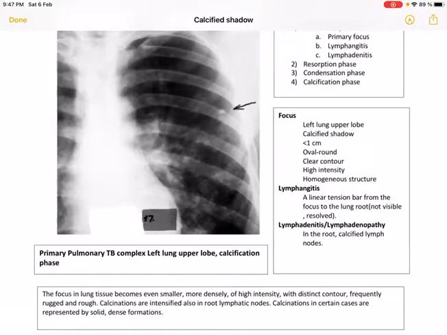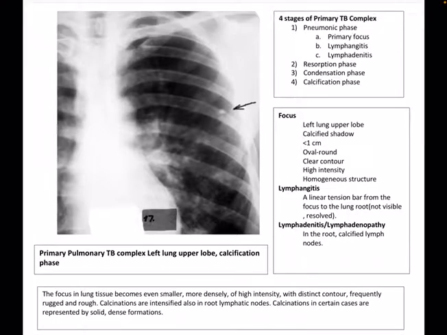Hi, my dear students. So we are again studying and discussing primary pulmonary tuberculosis, the X-ray images, and how to describe the image. In earlier videos, we already studied the pneumonic phase, resorption phase, and condensation phase, and now we are going to discuss the calcification phase.